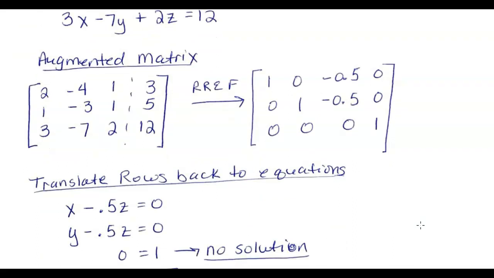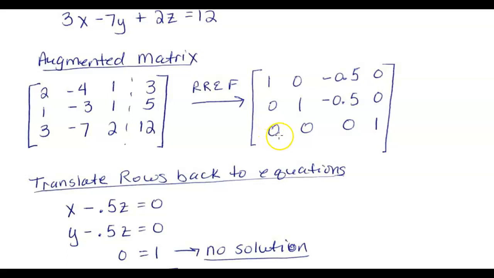Just like always, once we get our RREF form, we're going to translate each row back into equation form. Remember, the first column is for x, the second column is for y, the third column represents z, and our last column is our constant. So this first equation would read back as 1x, there are no y's, minus 0.5z equals 0. We've written that right here. Our second line, there are no x's, so this would mean 1y minus 0.5z equals 0. That's our second equation.